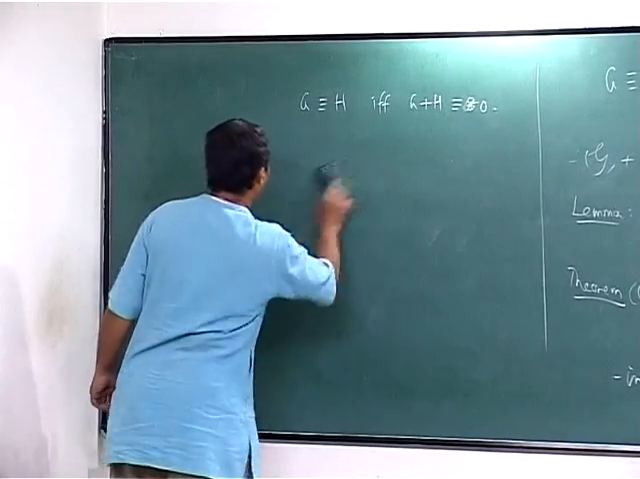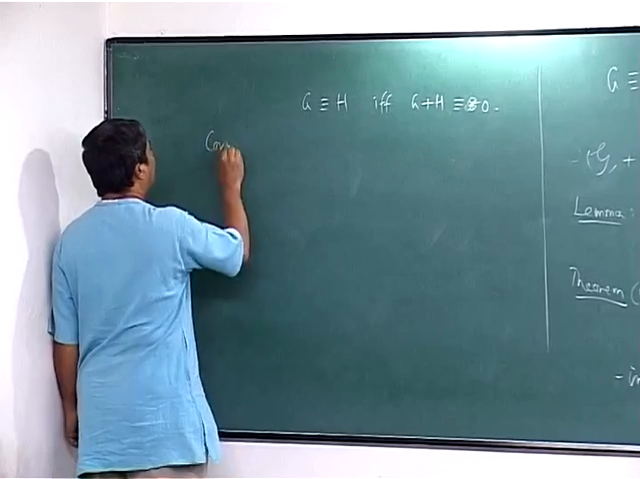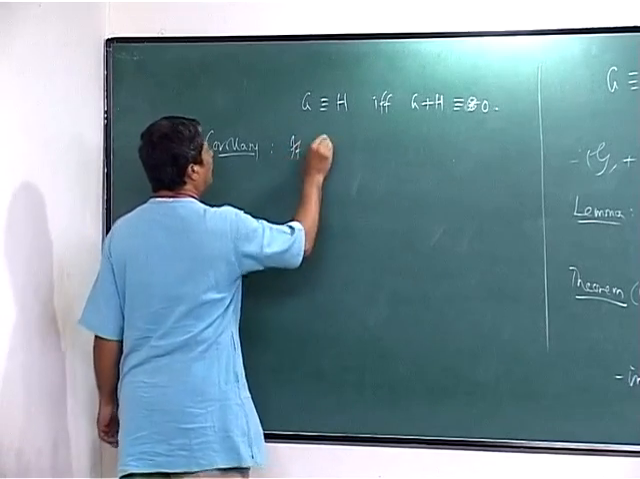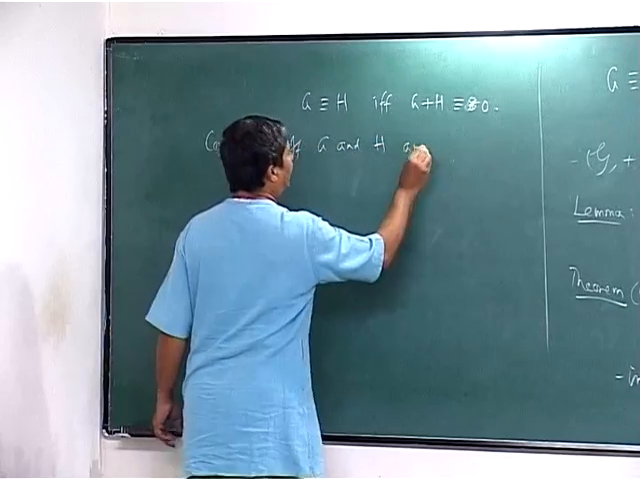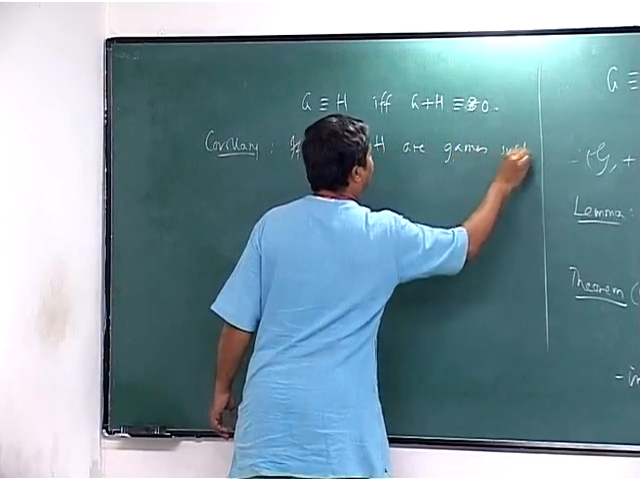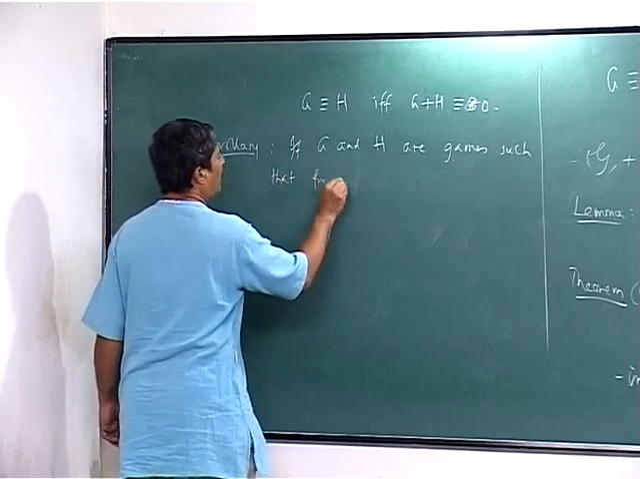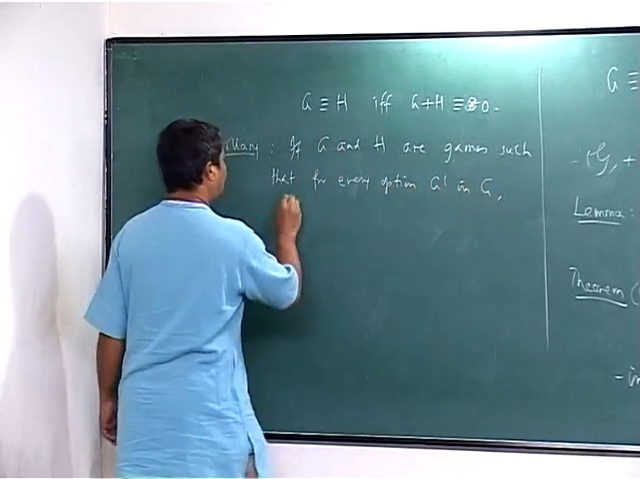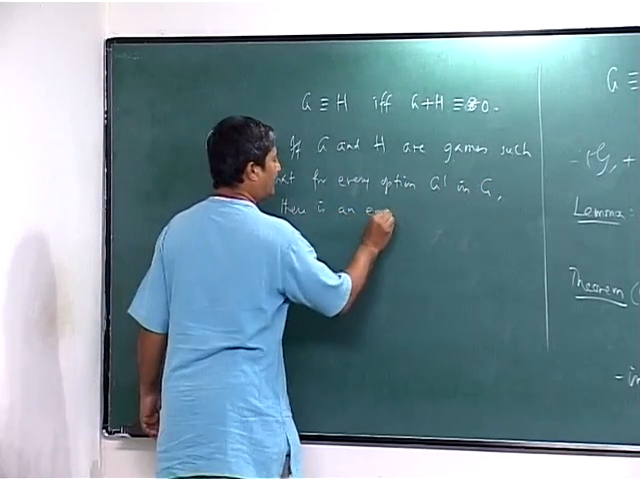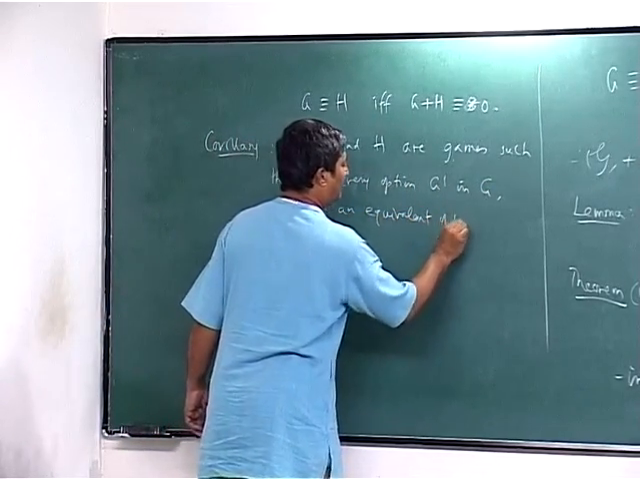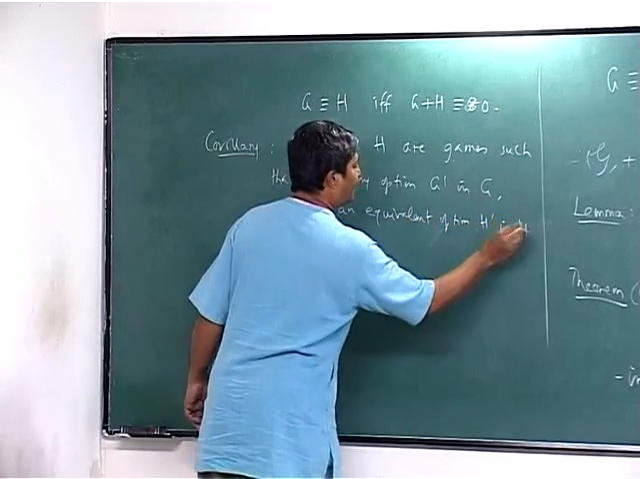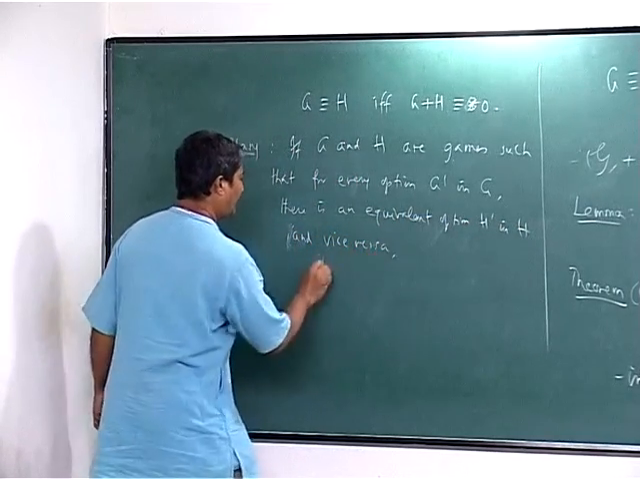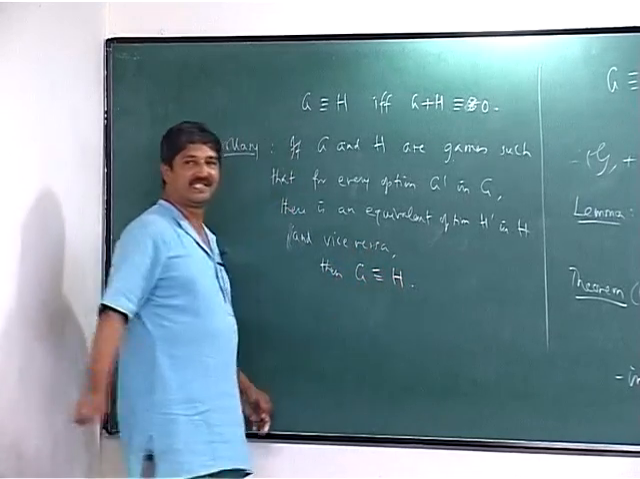So you can actually prove this corollary. If G and H are games such that for every option G prime in G, there is an equivalent option H prime in H, and vice versa, then G is equivalent to H.